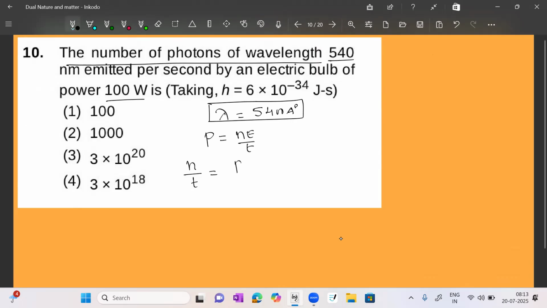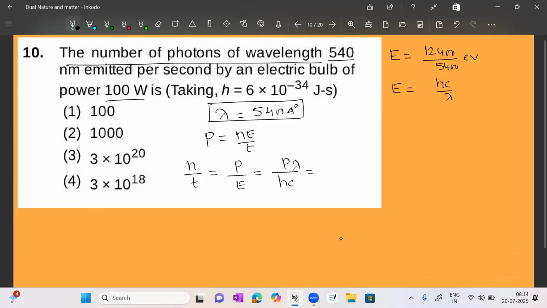So we can write power by energy. For the energy formula, we can use two different formulas: 12,400 by lambda, with 5,400, and you will get the energy in terms of electron volts. Or in the general method we have E equals hc by lambda, also we can do it. Now we can use hc by lambda, so P by hc by lambda. In both the cases, we will get the same answer here.